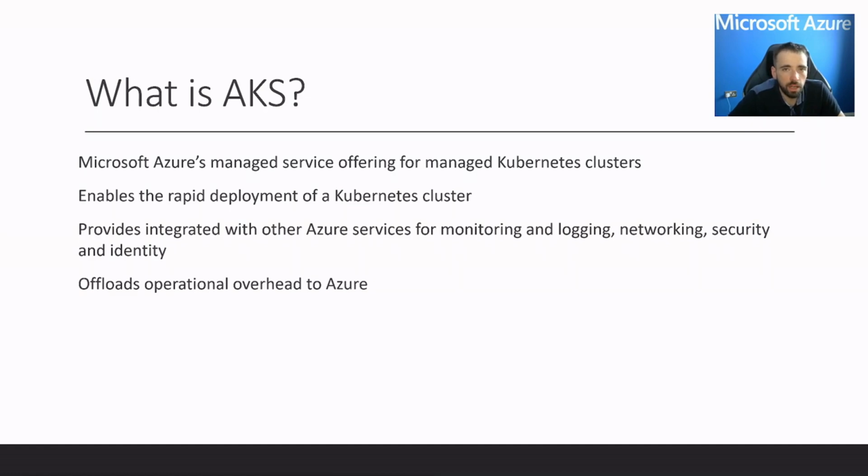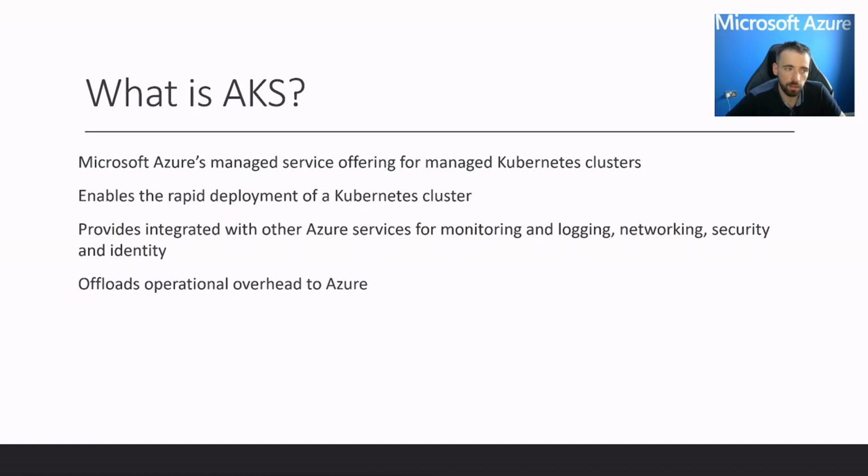So then what is AKS? Well, AKS is a managed service offering for Azure Kubernetes, and it allows you to spin up a Kubernetes cluster very quickly in comparison to an on-premises environment. And Azure offloads much of the operational overhead, maintenance, and technical effort required to manage the cluster. It provides integration with services such as Azure monitoring, logging, networking, security, and identity.